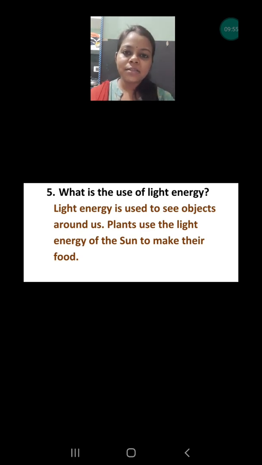So sunlight is the natural source of light energy, but light energy is also used to see objects in the night, and that is man-made. The man-made source of light energy is also important at night. So light energy can be of two types, natural and artificial. Here the uses of light energy have been written. Light energy is used to see objects around us. Plants use the light energy of the sun to make their food.